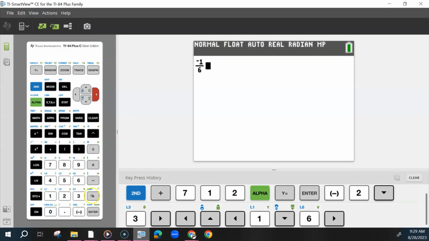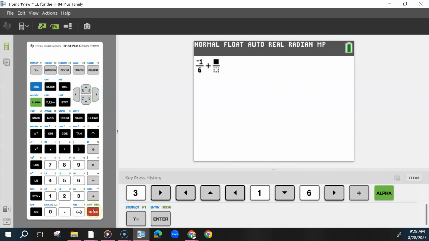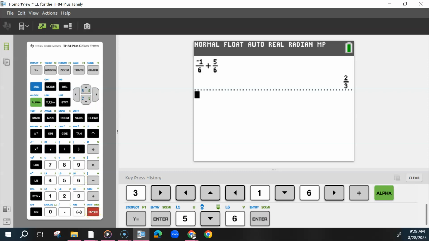And then I'm going to add in plus and then add in another fraction, alpha y equals, and then 5/6. And then enter. And it's always going to give you the most simplified version of that fraction. So use your calculator to double check your work always. It's always a good idea.